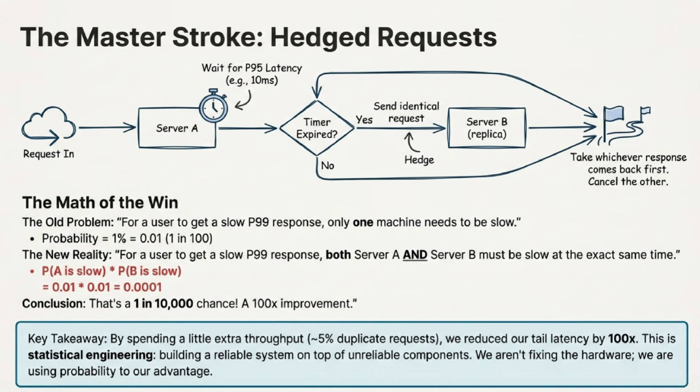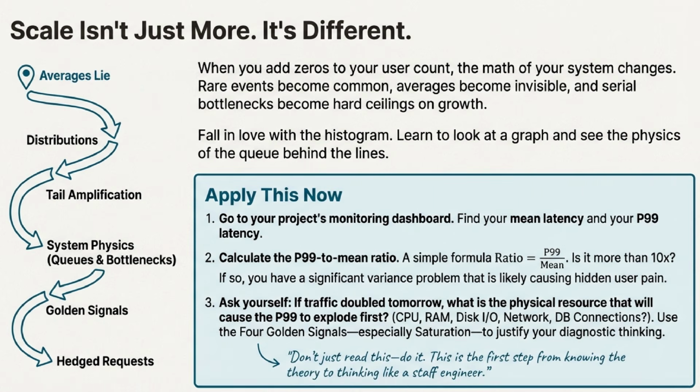All right, we've covered a lot of ground today. We moved from the lie of the average through the amplification of the tail into Amdahl's law and finally into the hedged request strategy. The takeaway is this: scale isn't just more. Scale is different. When you add zeros to your user count, the math of your system changes. Rare events become common, averages become invisible, and bottlenecks become ceilings. If you want to master system design, you have to fall in love with the histogram. You have to look at a graph and see the physics of the queue behind the lines.